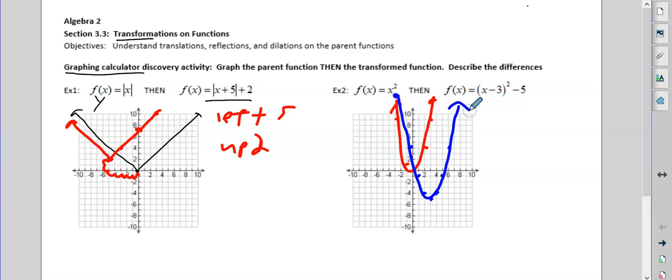Like so. Now, going back from the origin, the vertex, okay, what did it do? It moved right 1, 2, 3. And it moved down 1, 2, 3, 4, 5.